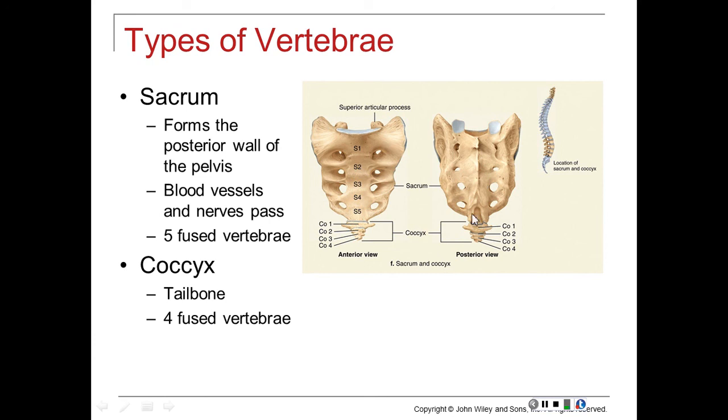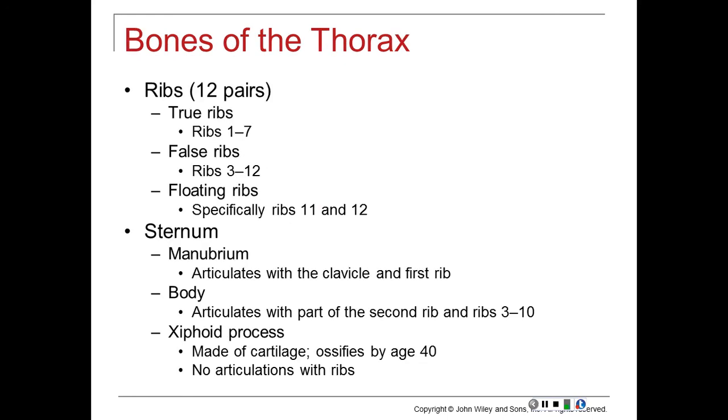And the coccyx is roughly 4 vertebrae fused together. This makes up our tailbone. Some people have more, some people have less. Some people are actually born with a small bump for a tail. You don't have any muscular control over it, so it's not like you could wag that tail or use your tail for anything. It's a vestigial characteristic. Let's talk about the bones of our thorax.